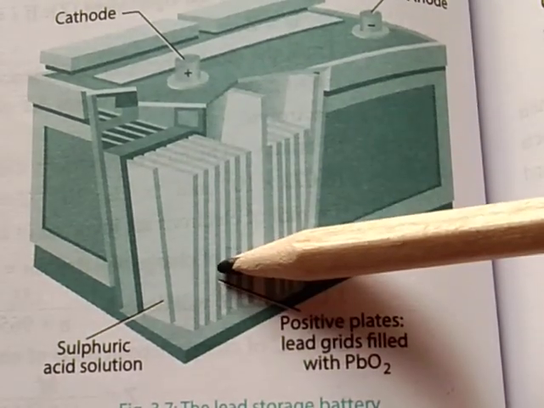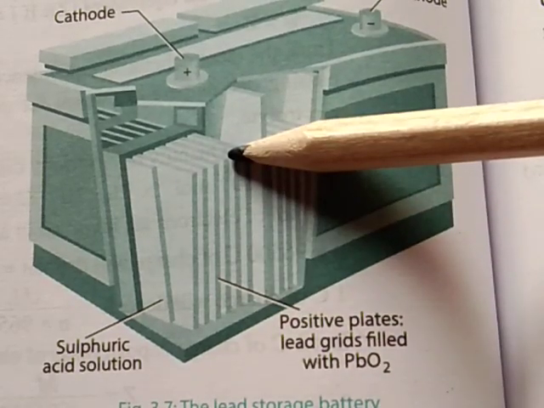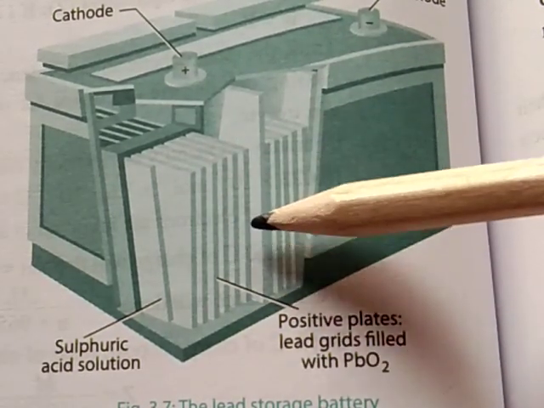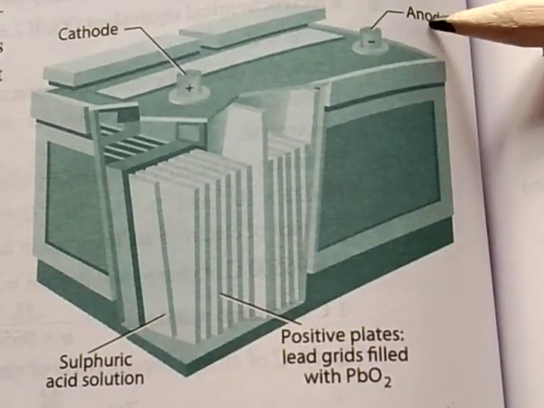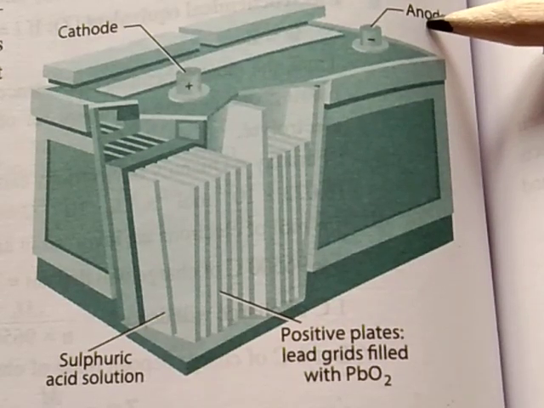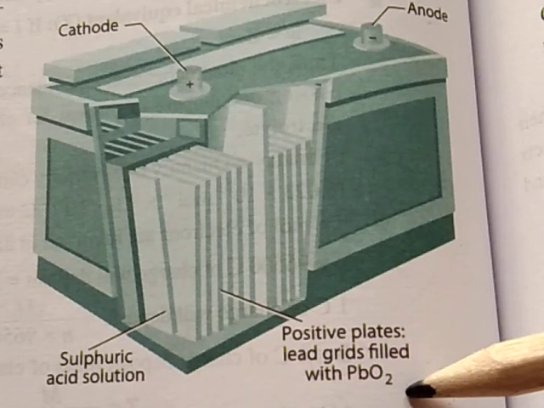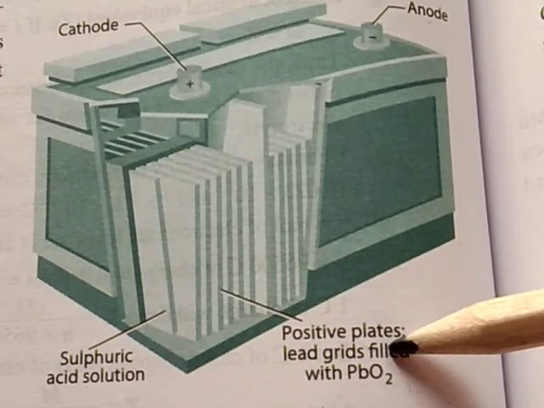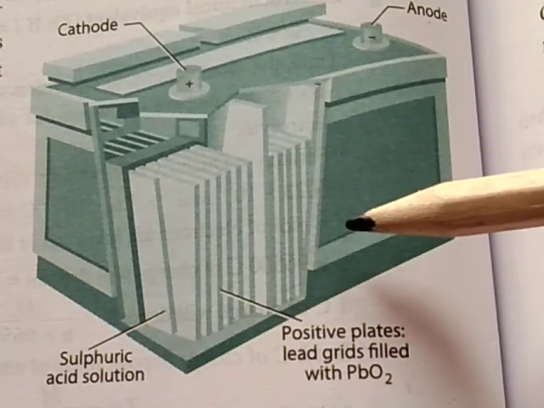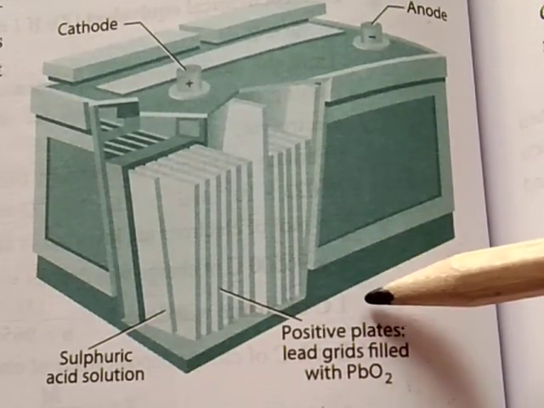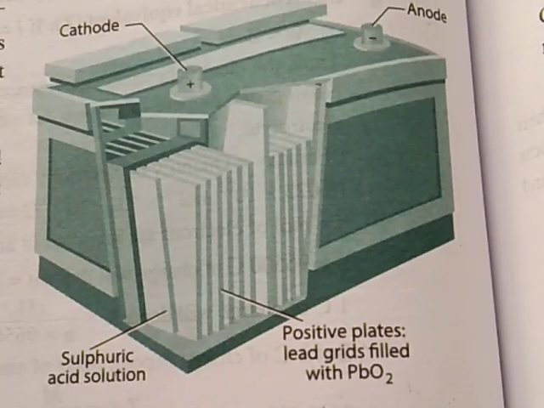On discharge, meaning the cell reaction when the battery is in use, at anode oxidation of lead takes place, but at cathode reduction of PbO2 takes place. Reduction means gain of electrons. So first of all, on discharging, the reactions take place at anode and at cathode.